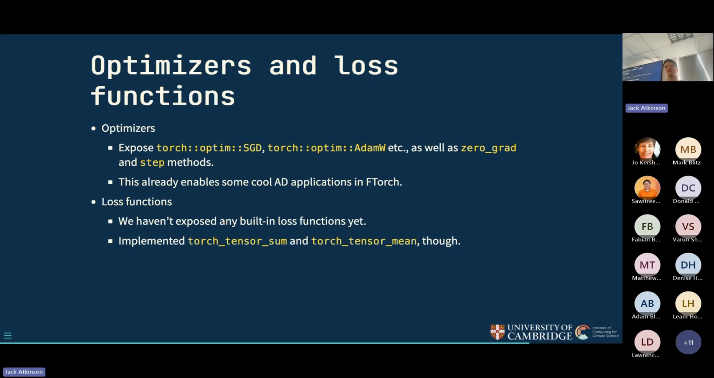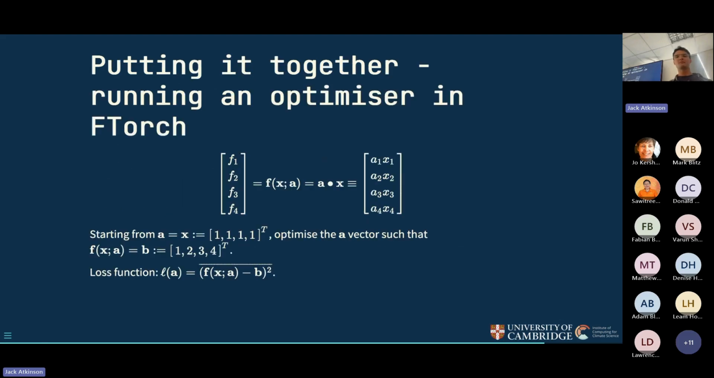And then whilst we've not yet built in any kind of more elaborate loss functions, we have got the sum and the mean, which are the most useful, at least at a basic level. So putting it together, this is where we've got to so far: trying to train a tensor of 1, 1, 1, 1 to predict 1, 2, 3, 4. So just the straightforward dot product or matrix multiplication, and we use a loss function, which is just the mean squared error.